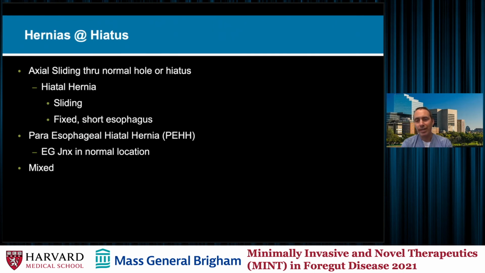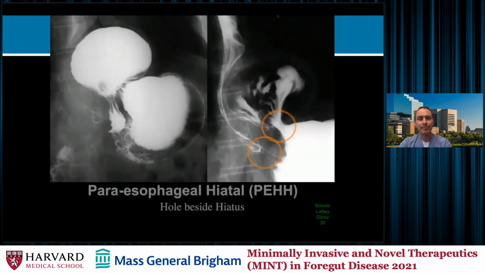The goal for us is to identify the EG junction, which sounds like a really easy task, but with really complex hernias it can be difficult. But when you find the EG junction, then you know what hernia you're dealing with.